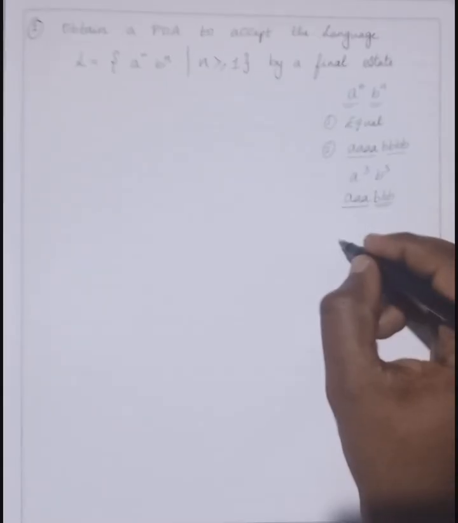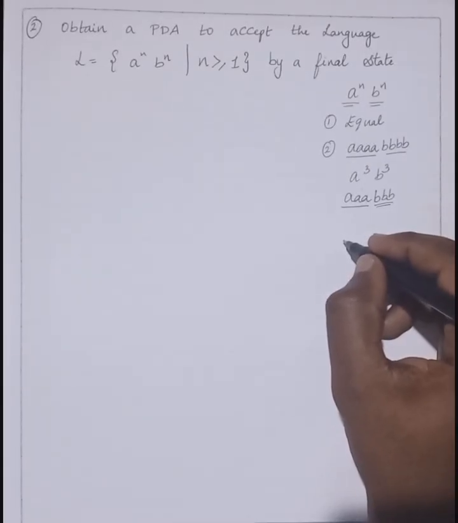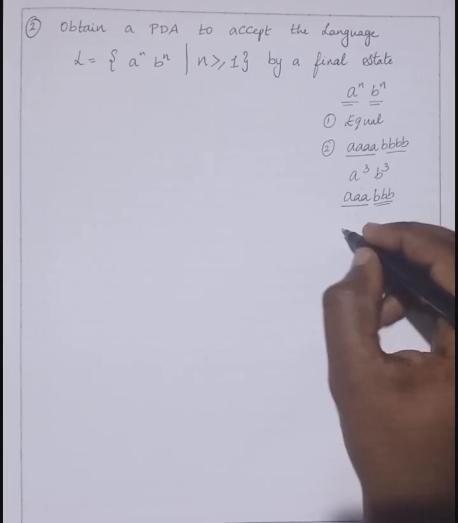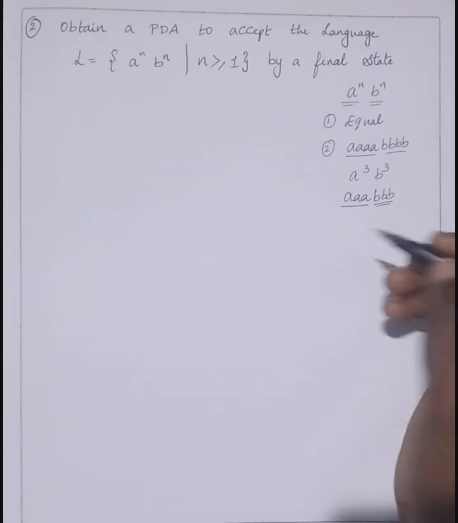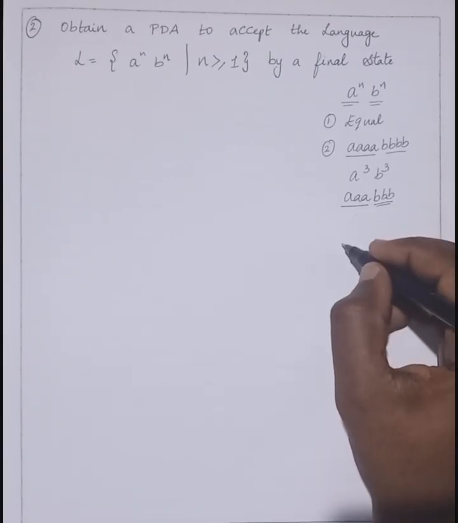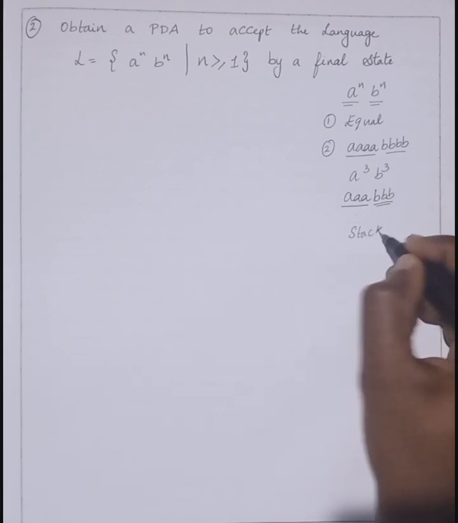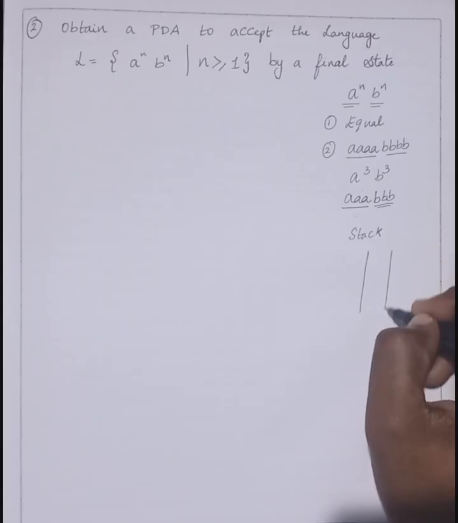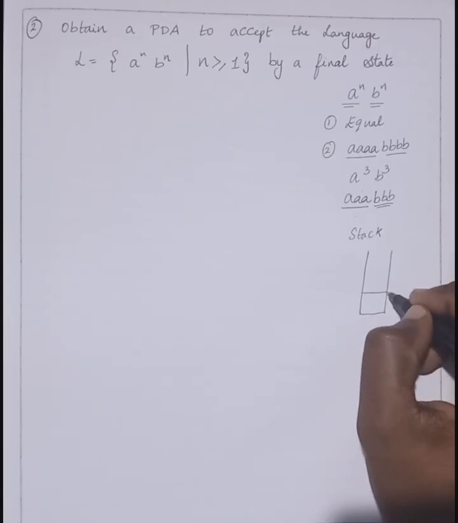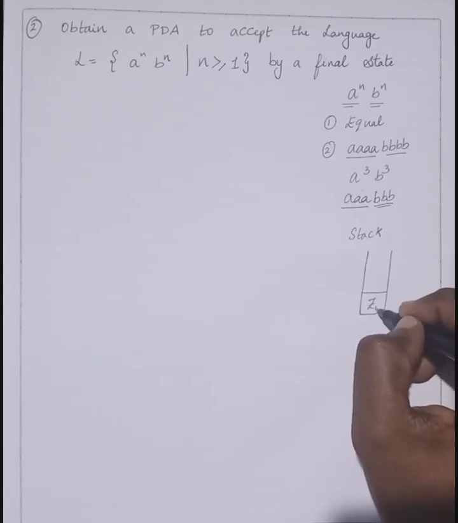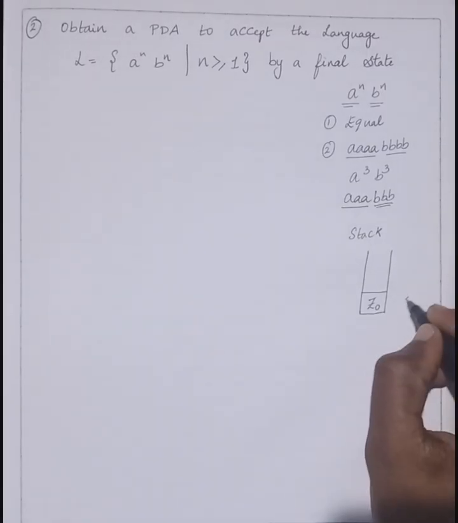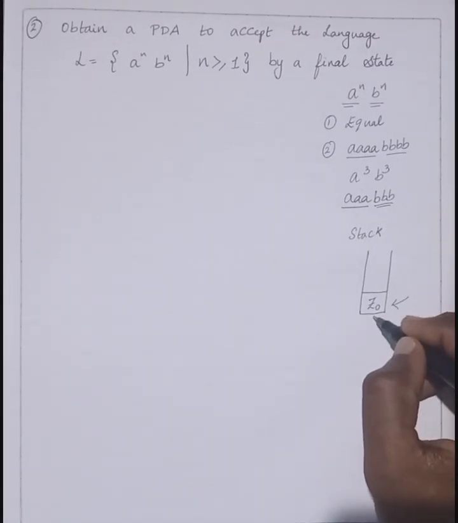Okay, so before solving the problem, we'll try to analyze the logic behind it, the same way we did in the previous problem. First we'll analyze the stack logic. Initially the stack will be empty. We denote the empty stack with Z0 to make sure the stack is empty. Whenever the top of the stack is Z0, it means the stack is empty.